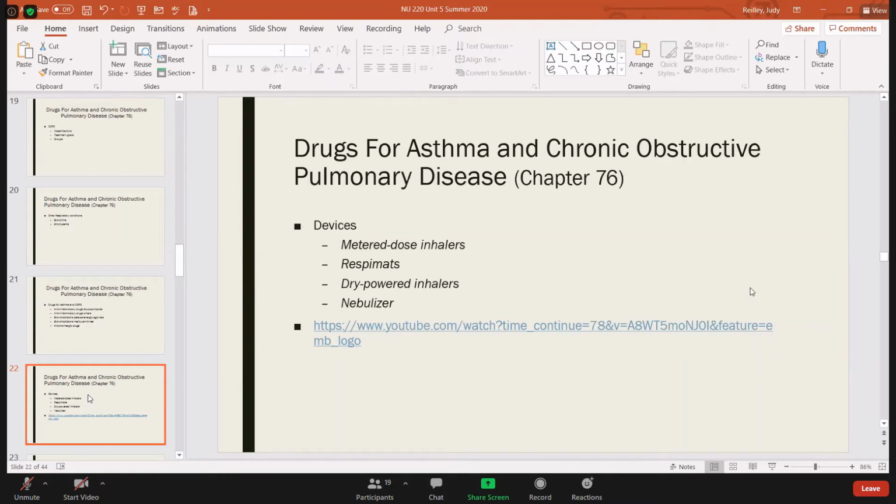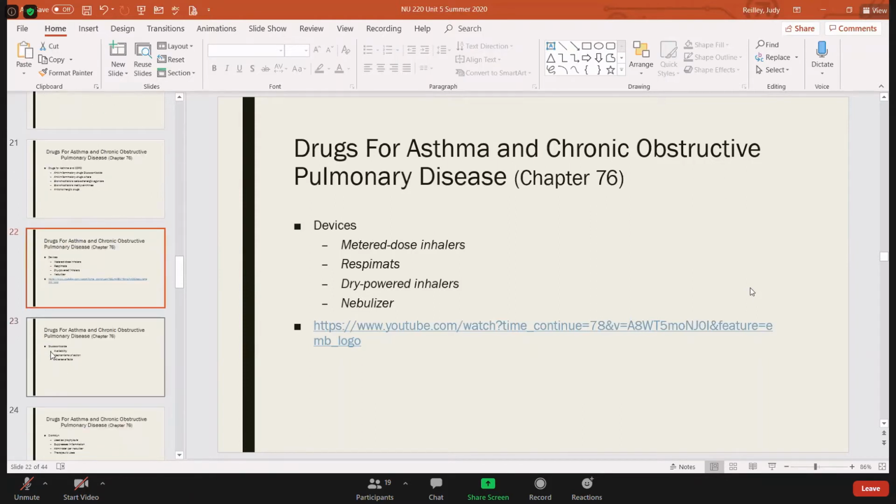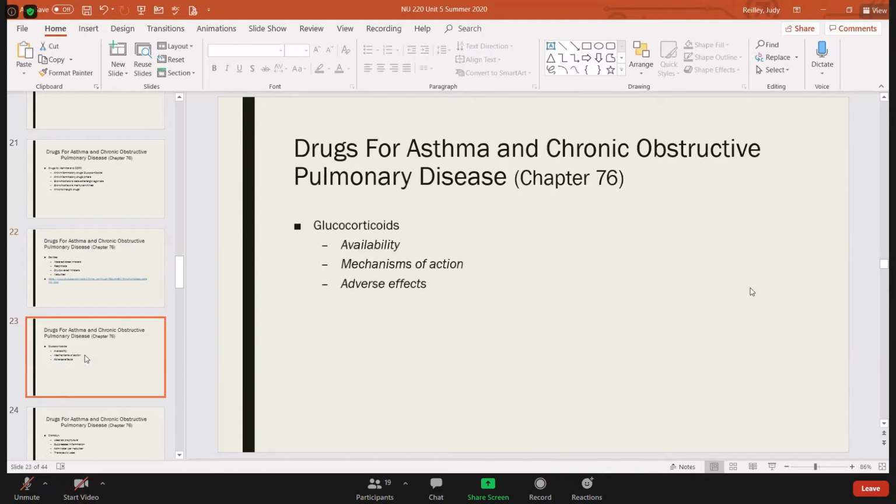You want to make sure that patients who are utilizing any inhalers get in the habit of rinsing their mouth out after they use an inhaler, just because some medications increase the patient's risk for yeast infections. Please make sure that you watch the YouTube video in this PowerPoint, and also that you look at the Aid to Success.